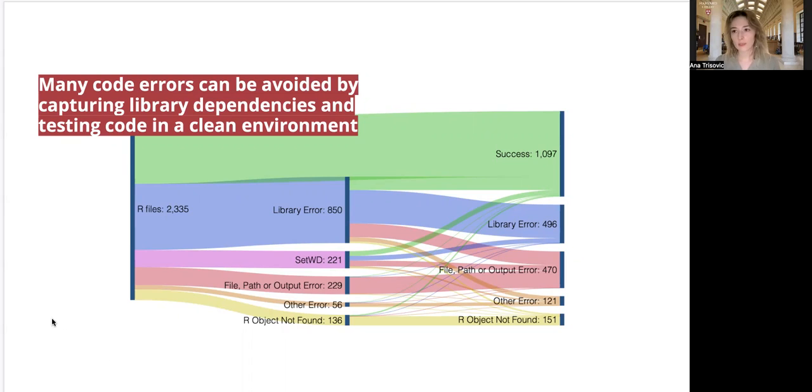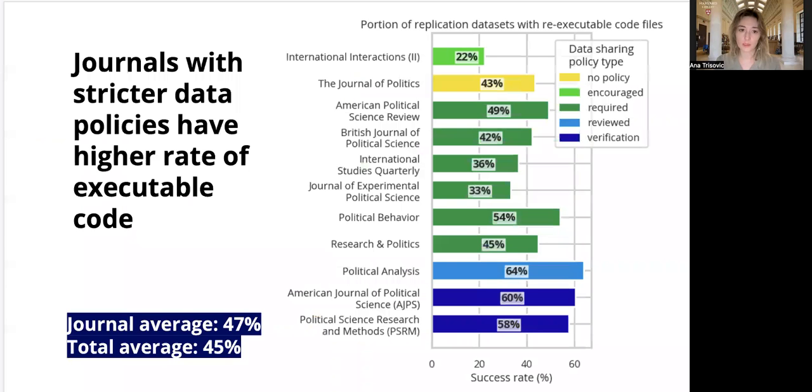Another thing we learned is that when we look at replication packages that belong to a journal, we can see that those are typically much better curated. In particular, these are replication packages that belong to the journal collections. Journals with stricter data policies have a higher rate of executable code. The journal average is a little bit higher than the total average of re-execution rates.